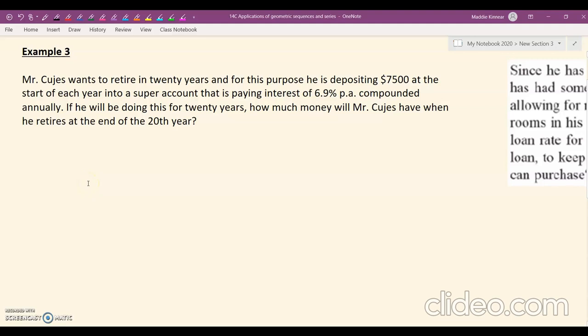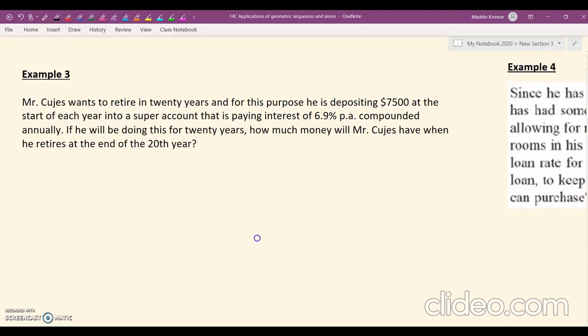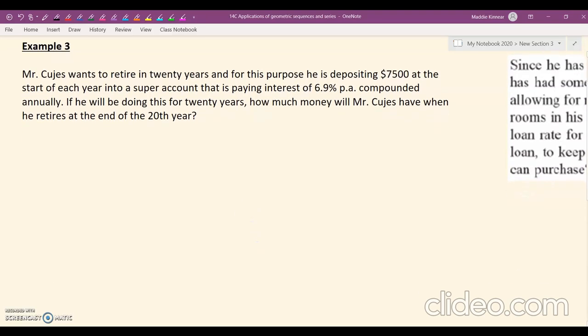Okay, so these next examples are going to look at what happens when we have a payment made during our investment or loan. So this example says Mr. Cheers wants to retire in 20 years, and for this purpose he is depositing $7,500 at the start of each year into a super account that is paying an interest of 6.9% per annum, compounded annually. If he will be doing this for 20 years, how much money will Mr. Cheers have when he retires at the end of the 20th year?